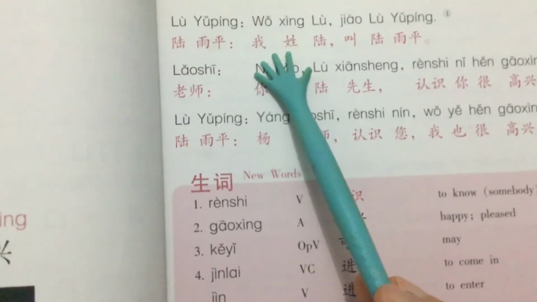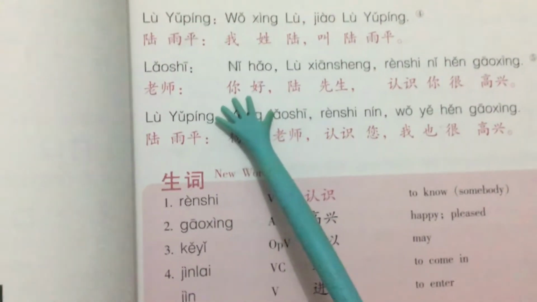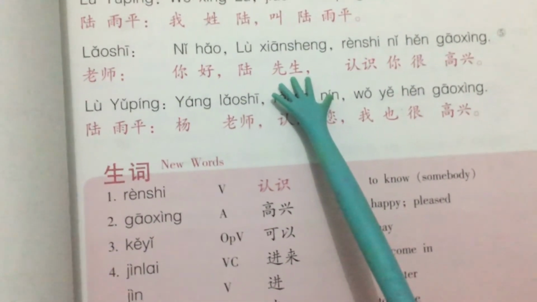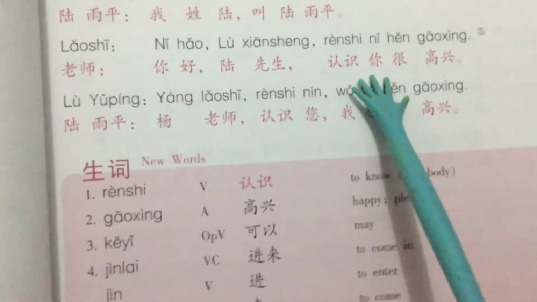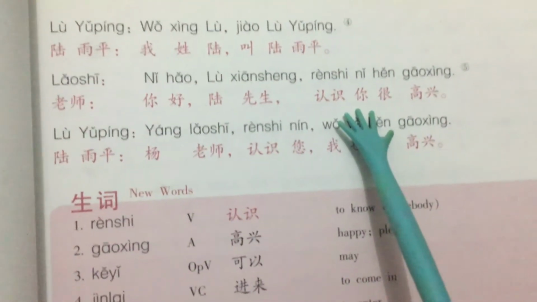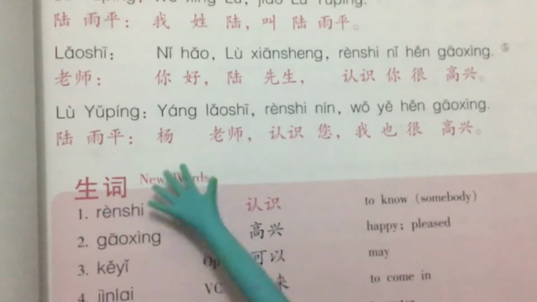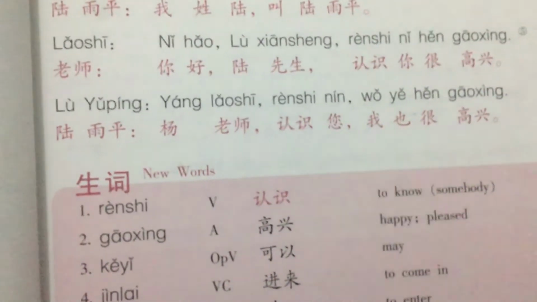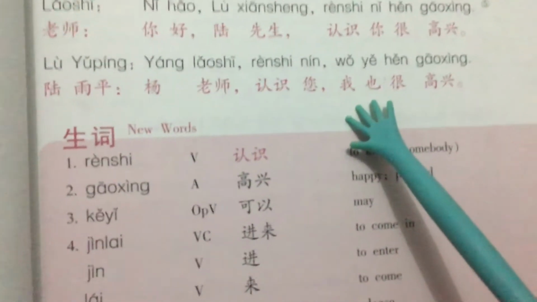我姓卢. My surname is Lu. 叫卢一斌. Name, Lu Yiping. 你好. Hi. 卢先生. Mr. Lu. 认识你很高兴. I'm pleased to meet you. 杨老师, teacher Yang, 认识您, nice to know you, with respect. 我也很高兴. I'm also happy. What are the words?